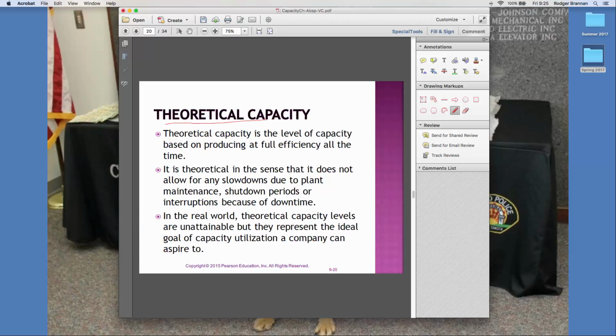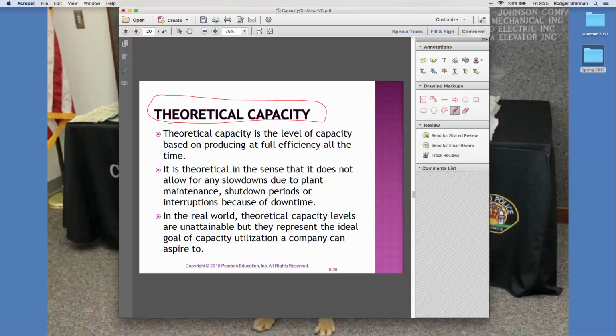Now, if we start from the top and work down, theoretical capacity assumes you've made the decision, and asks how many units my machines can produce if I run 24/7, 365 days per year. What's the maximum level? So this is kind of an extreme.